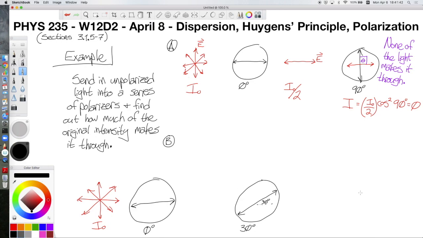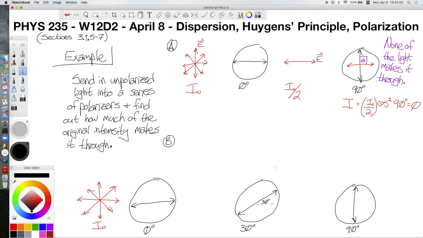And then after this polarizer, we will send the light through the vertical polarizer, oriented at 90 degrees. So again, this is the exact same situation as before. We've just put a new polarizer between the original two. And something a little weird happens here.